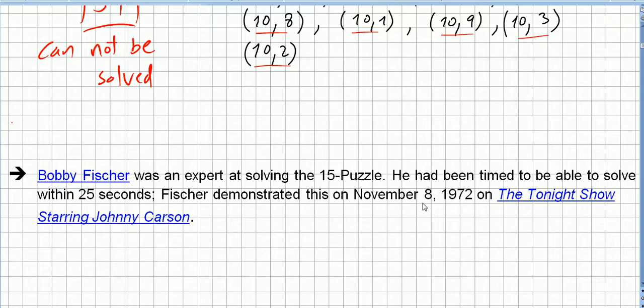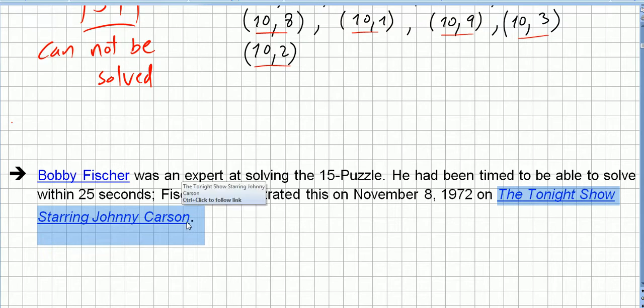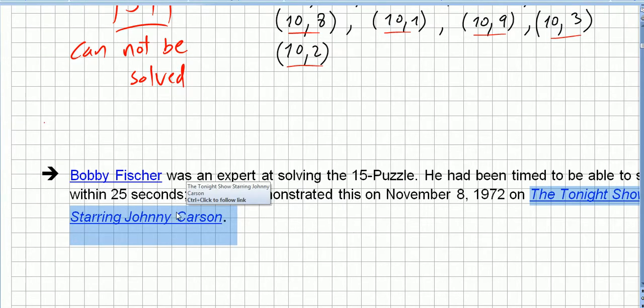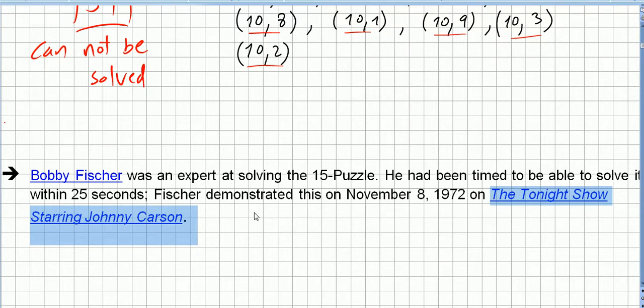Fischer demonstrated this on November 8, 1972, on a program called The Tonight Show, starring Johnny Carson. I don't know if there is a video for this Tonight Show starring Johnny Carson with Bobby Fischer. I've watched this. This is very old. I've seen Bobby Fischer on some other TV shows, like the famous Dick Cavett and all that sort of thing. Okay, so this is a very, very touching fact for me, since Bobby Fischer was really a great chess player.